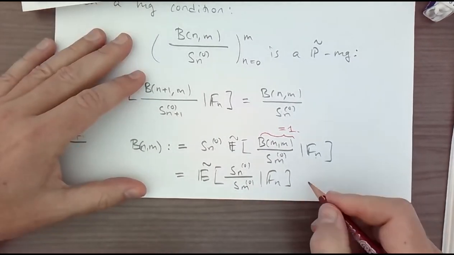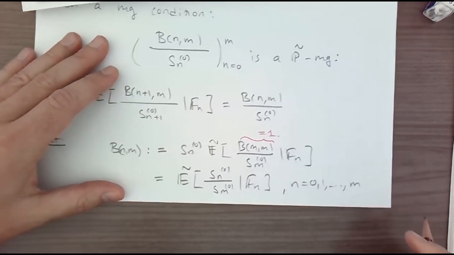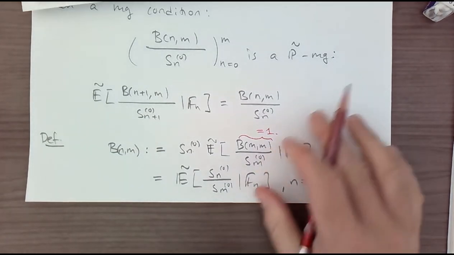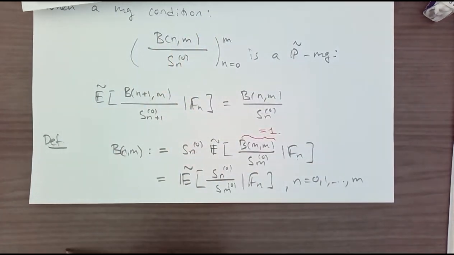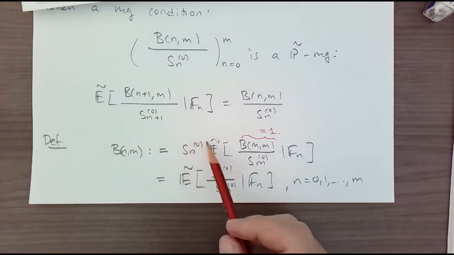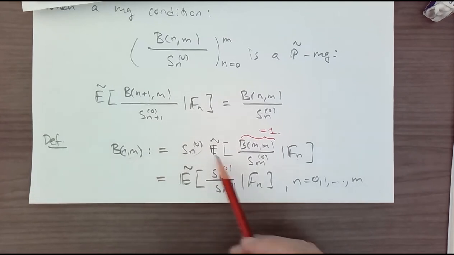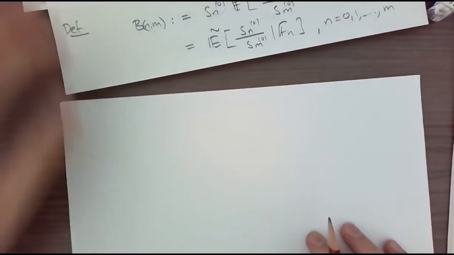You move that one inside, and this is going to be true for n equals 0, 1, all the way up to m. The reason we do it this way is to ensure that this object is a martingale, and this is what will rule out arbitrage. You can see that it's a martingale because if I move this one to the left-hand side, then that ratio is a conditional expectation, right? And conditional expectations are martingales. So let's just recall that argument.